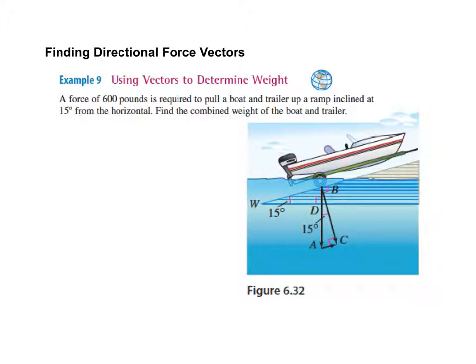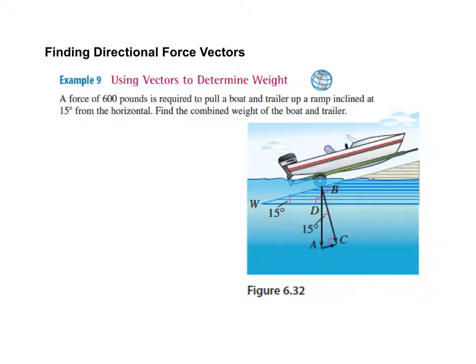Here's another example using a little bit of physics, and it actually uses a little bit of geometry as well. Okay? Here we have a force of 600 pounds. Now, when you weigh something, it's measuring the force of gravity on an object, right? If you studied weight before. Which direction does gravity push? Down. Straight down, okay? So, in this diagram here, that force of 600 pounds is required to pull the boat and trailer up a ramp.